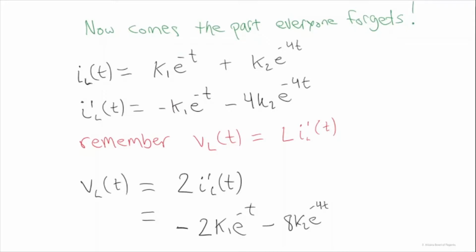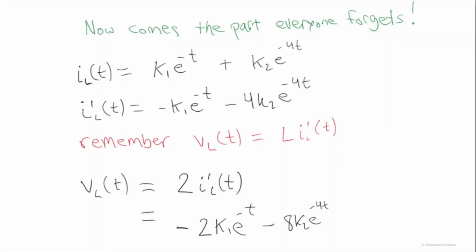The function we have is IL of t equals k1 e to the minus t plus k2 e to the minus 4t. So we will take the derivative of that to get IL prime of t equals minus k1 e to the minus t minus 4k2 e to the minus 4t. Now how is that going to help us?